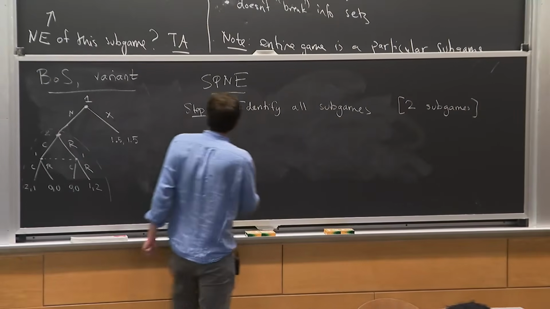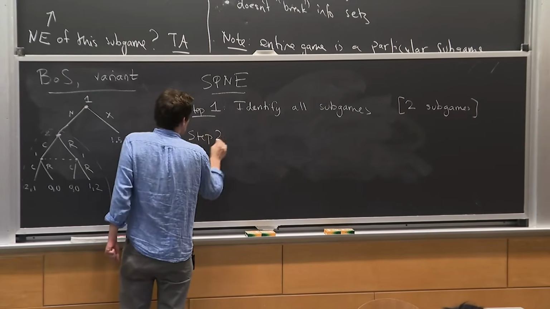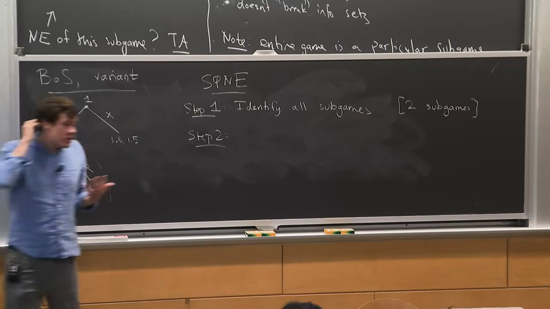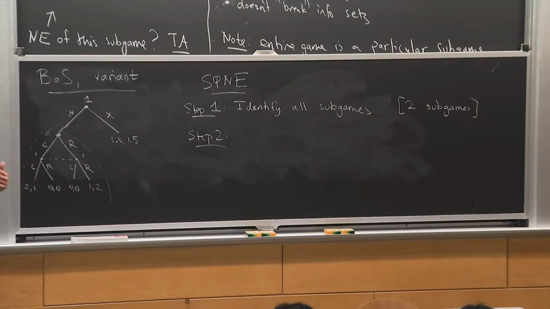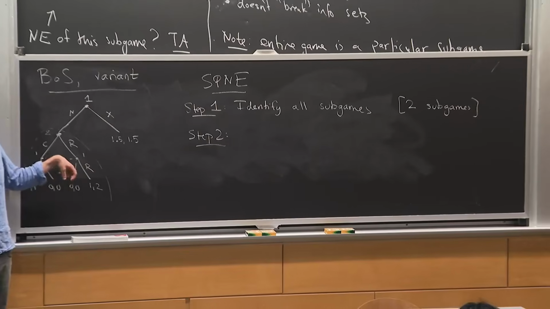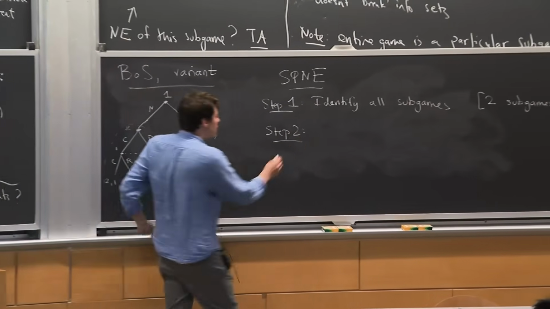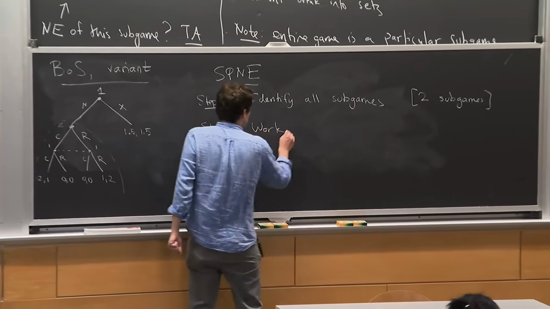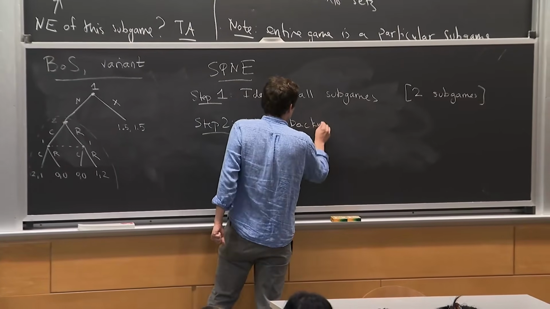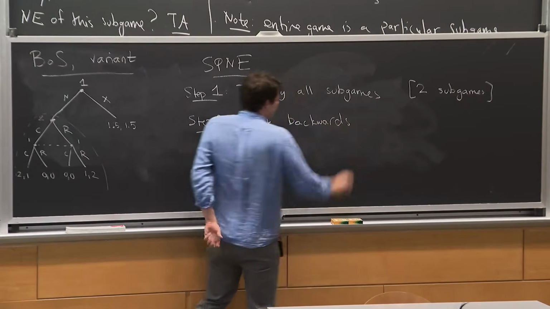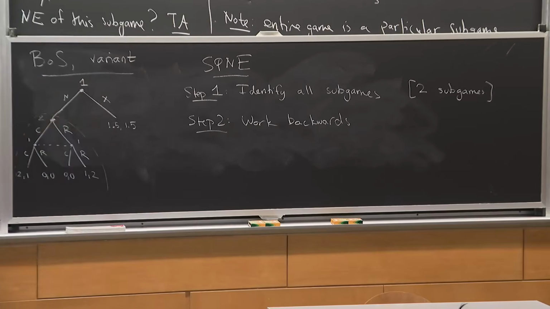And then a good approach, step 2, is to work backwards, just like we did with backward induction. So we want to start with the smallest subgames and try to solve for an equilibrium within that subgame, and then build up backwards. So step 2 is going to be, let's work backwards. So let's see how that works.